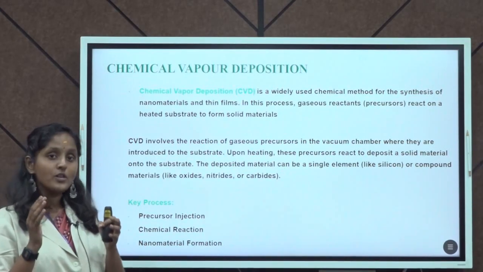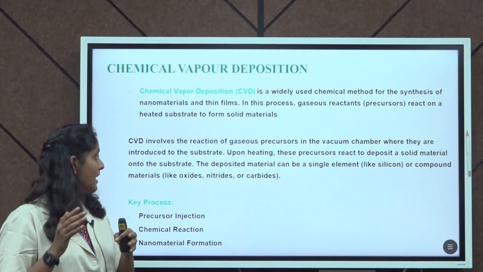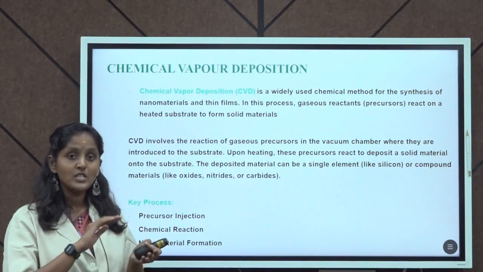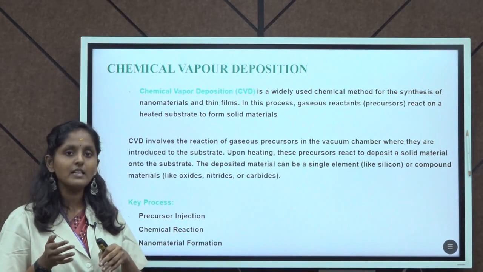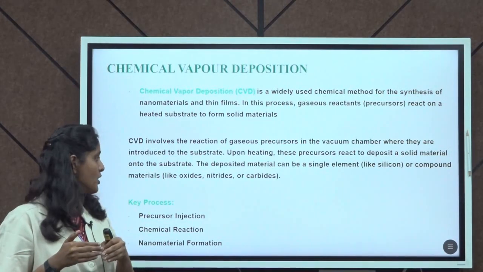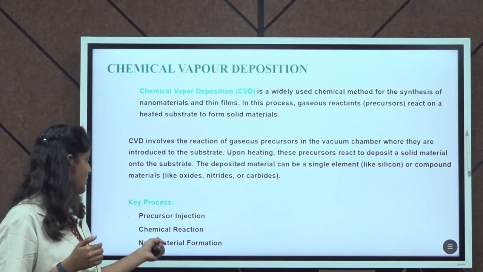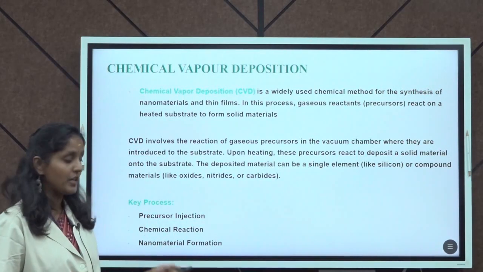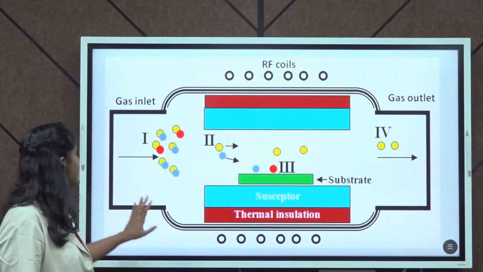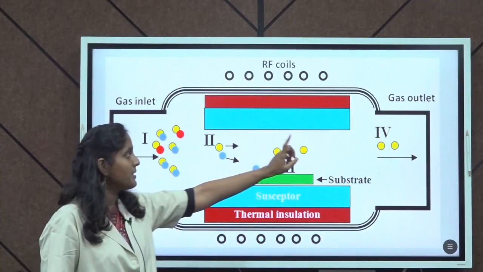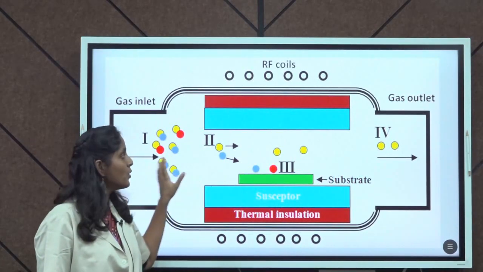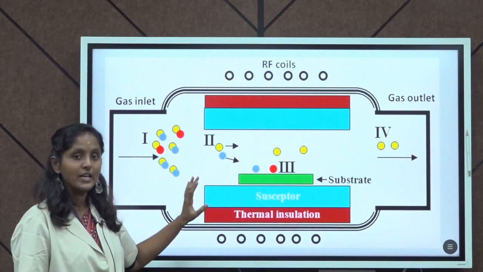So, here the process is carried out in a vacuum chamber, and upon heating of the precursor, the gaseous precursors are introduced into the gas inlet where substrate and precursor reaction happens. So, the key process involves precursor injection, chemical reaction and nanomaterial formation. So, this is the setup of the chemical vapor deposition. This is the gas inlet and this will be the gas outlet. RF coils are wound around the chamber, and the whole chamber is kept in a vacuum condition.